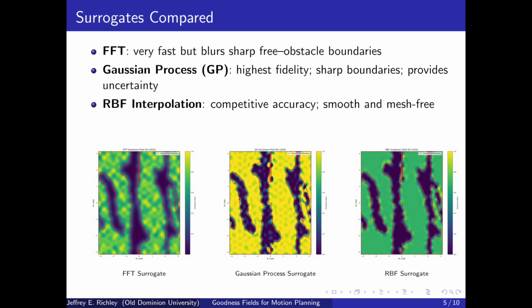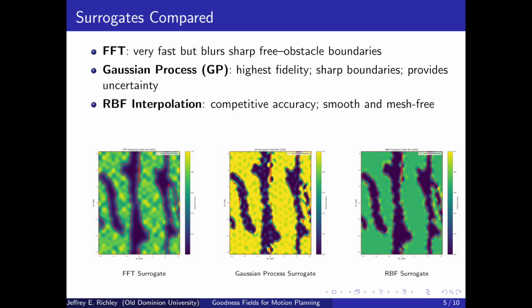This slide compares the three surrogate modeling approaches evaluated in this work: fast Fourier transform-based surrogates, Gaussian processes, and radial basis function interpolation. All three are trained on the same set of sampled collision labels and evaluated over the same configuration space. Starting on the left, the FFT-based surrogate is extremely fast to compute and evaluate.